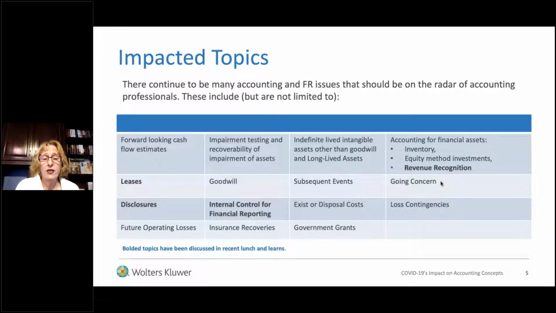So if you look at this slide, I've bolded areas that we have talked about in the past: revenue recognition, leases, disclosures, internal control for financial reporting. Then there are other areas I haven't bolded, but today we're going to talk about subsequent events. We're going to talk about going concern, and we're going to talk about forward-looking cash flow estimates and other estimates. So that's kind of where we are. Next month, we'll focus on another topic.